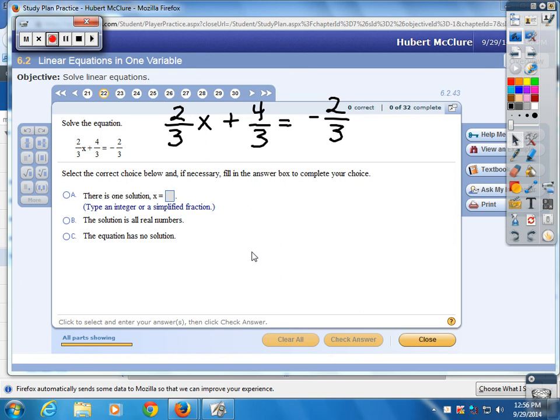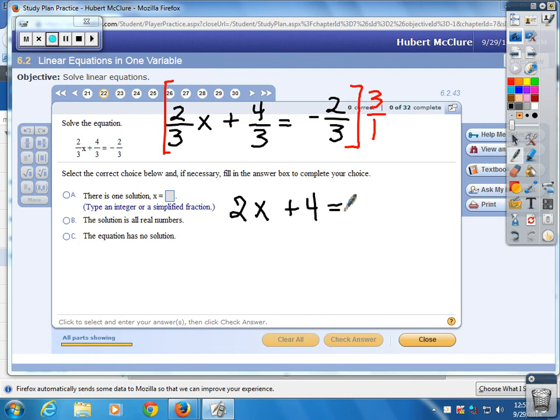What is the common denominator of all of those? 3. Now, luckily, it all has a denominator, so you could do it by fractions, but I tell students just multiply through by 3 over 1. And, of course, you get 2x plus 4 is equal to negative what? 2. Now you can finish it.